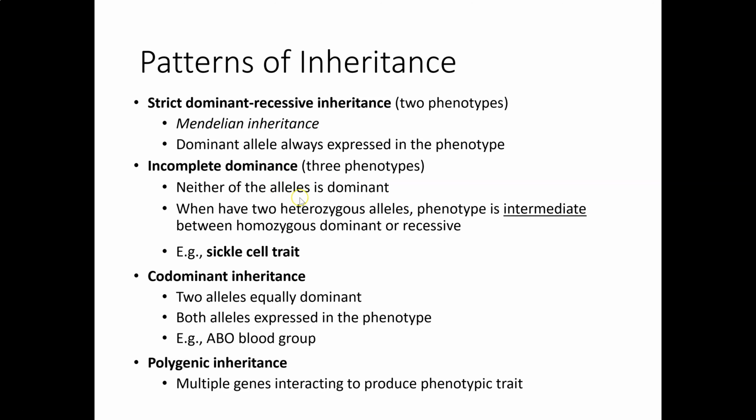So if none of the alleles is completely dominant, and we still have 2 alleles, then none of them is acting like the dominant allele, like we already talked about. If you have 2 different alleles, heterozygous, the phenotype is intermediate between the homozygous dominant and recessive. Okay, the example here is the sickle cell trait.